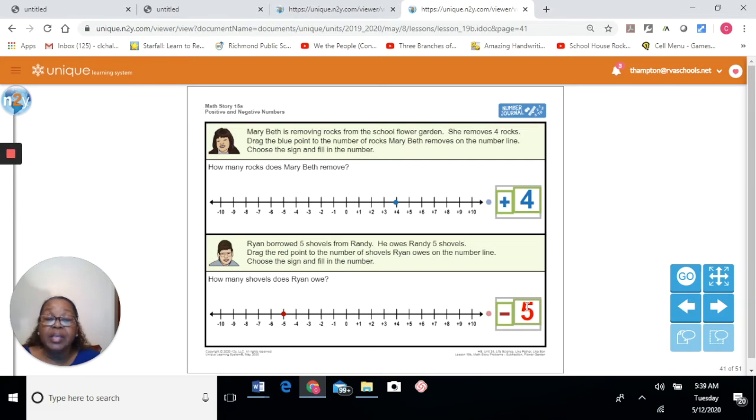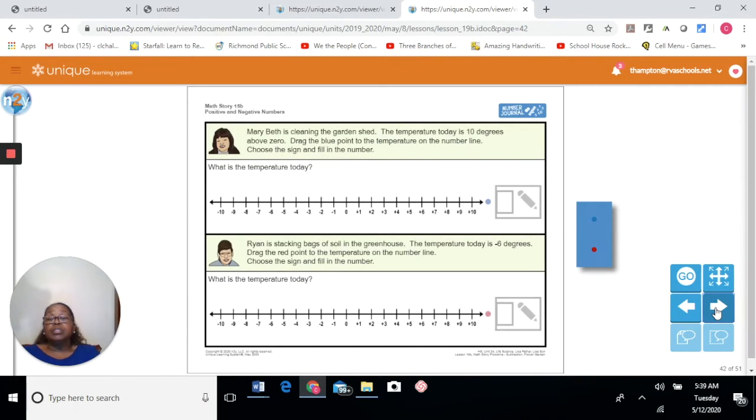Your answer has to be written as a negative number or a positive number. If you don't use the correct language, you'll get the problem wrong. So we want to make sure that we get that right every time. Let's go to the next one.